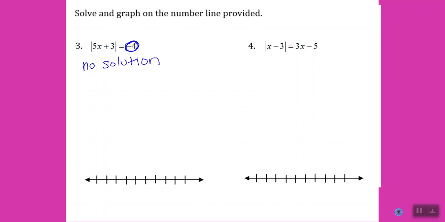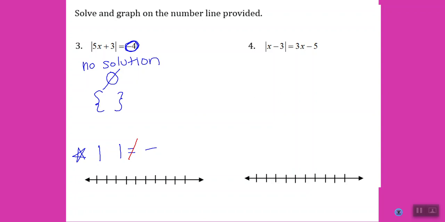You can either write the words no solution, you can draw a 0 and put a slash through it, or if it were using set notation, you can do curly brackets and have nothing inside, meaning the empty set. But the most important thing is you can't have an absolute value equal to a negative. That's not allowed. So let's do that one. Can't have it.